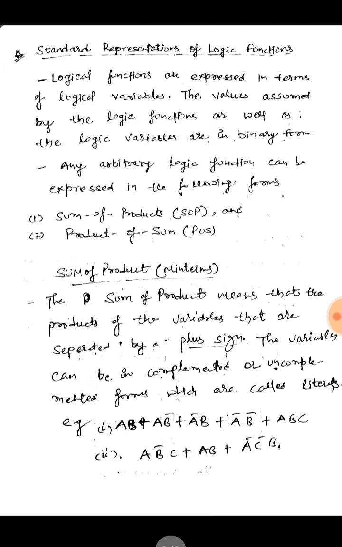So standard representation of logical functions. Logical functions are expressed in terms of logical variables. We have already seen that these variables can take the values 1 and 0. So the values assumed by these logical functions as well as the logical variables are in binary form, that is 1 and 0. The final value of the logical function would come out to be 0 or 1 as well.